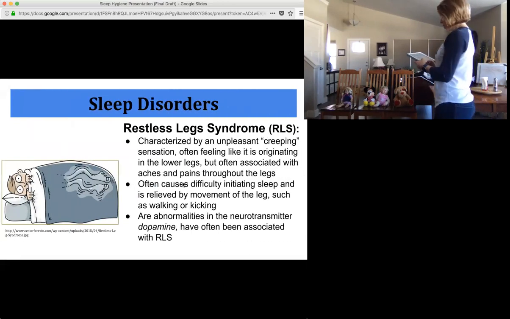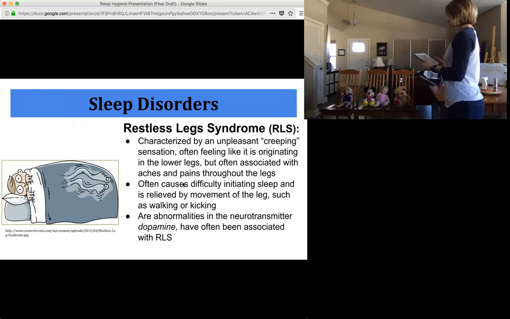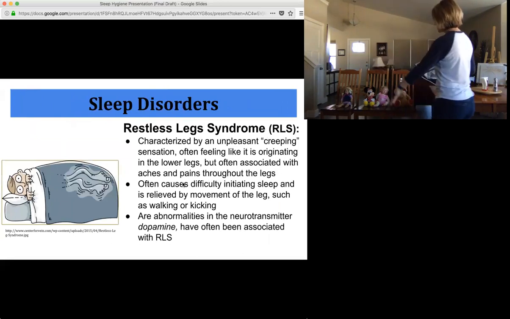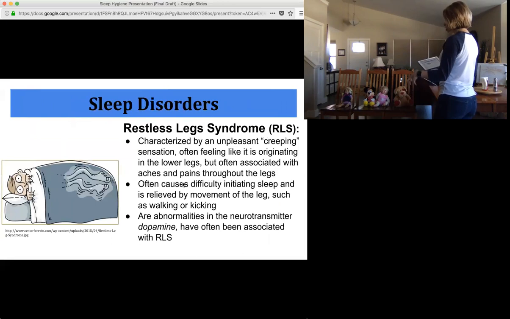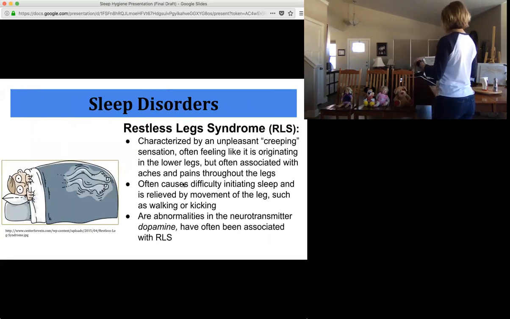The next one you've probably heard of before on TV, and it's called restless leg syndrome. It's characterized by this feeling of creepy crawlies on your legs, a sensation of some pain or itchy feelings, mostly in the lower legs, and it also can come with aches and pains. Obviously, that's going to bother you to sleep.